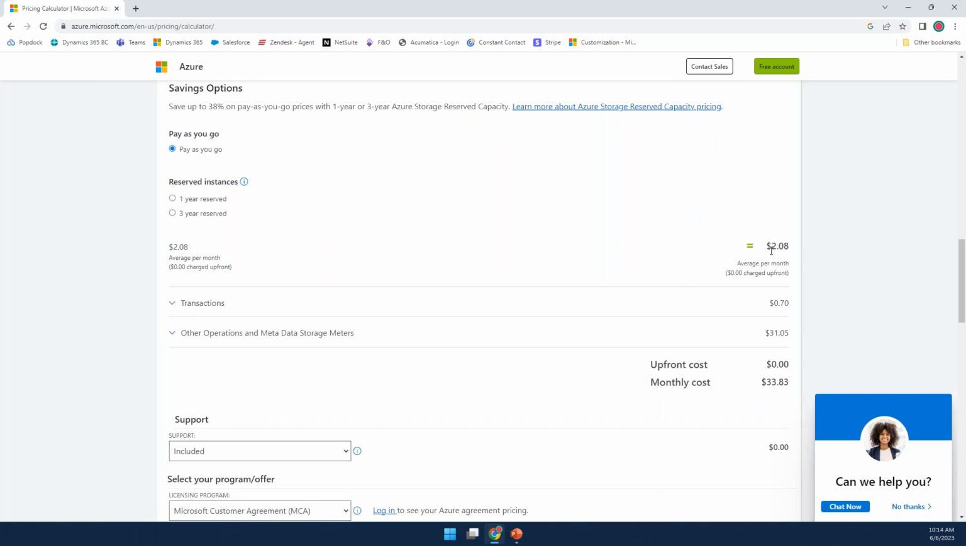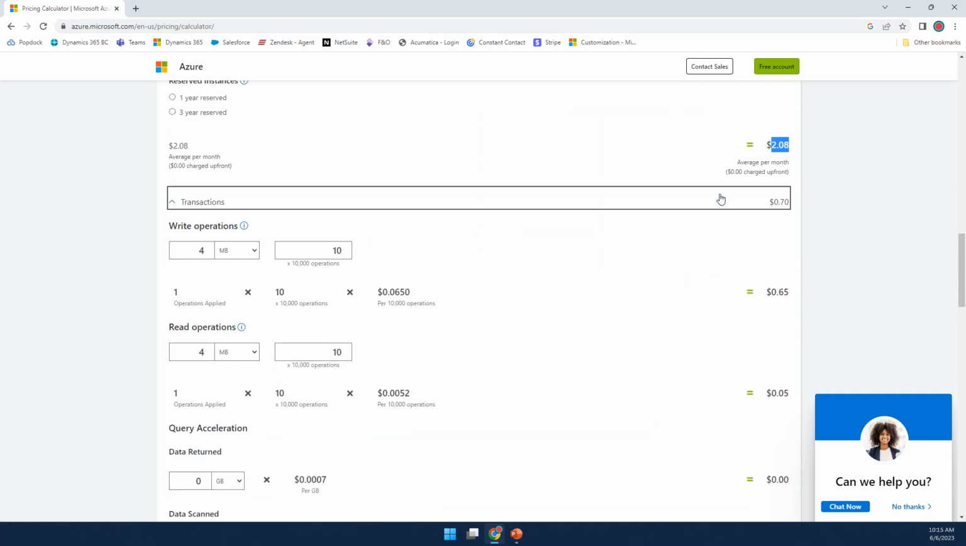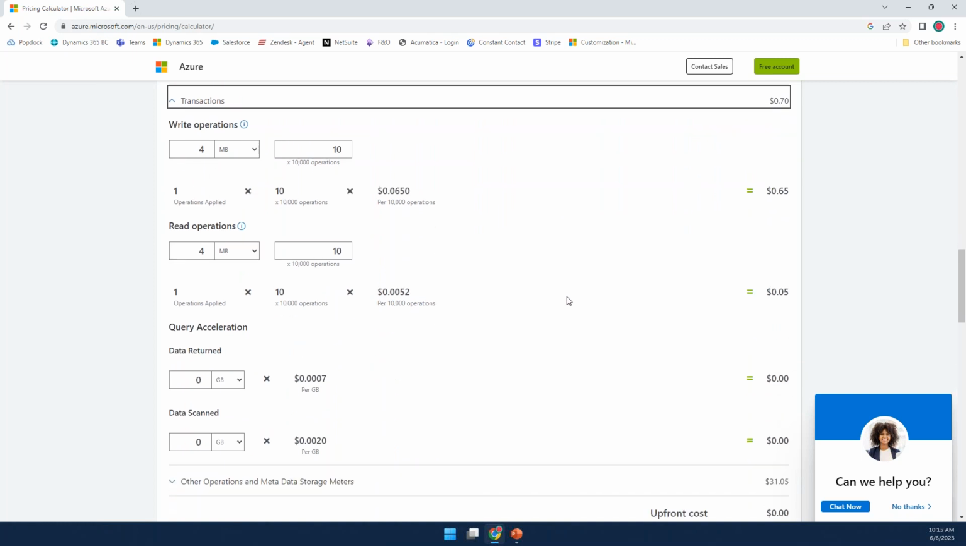I guess just one highlight to look at here. We're literally looking at the storage cost is $2 a month for the storage. So the storage is really pretty cost effective at 100 gigabytes. But then you'll see, if we just take a quick peek at this transactions section, this is only 70 cents on this estimate. Well, what does this comprise of? So you can see we talk about write operations. And here's what I'm basically going to say, a couple things on this.